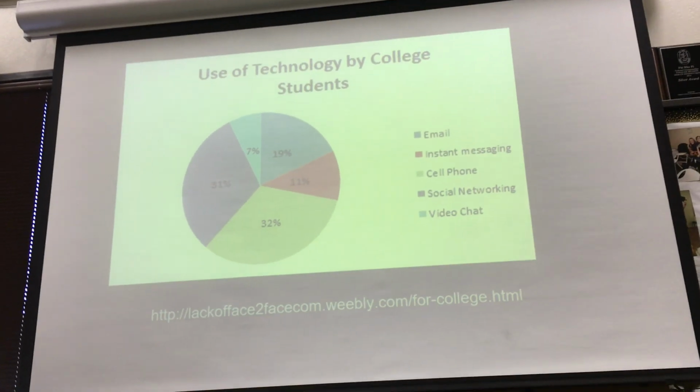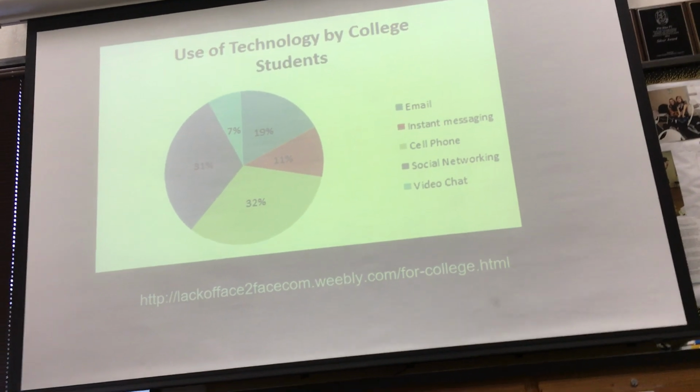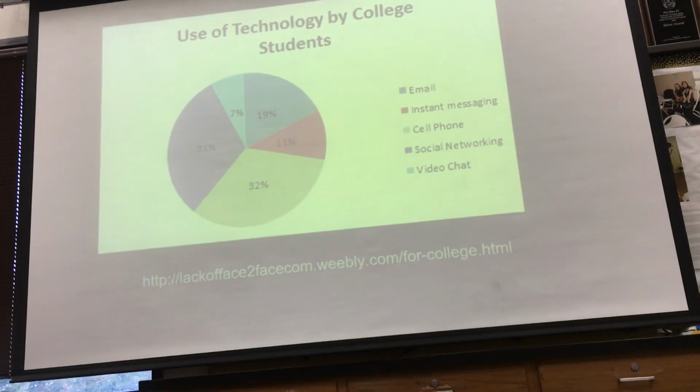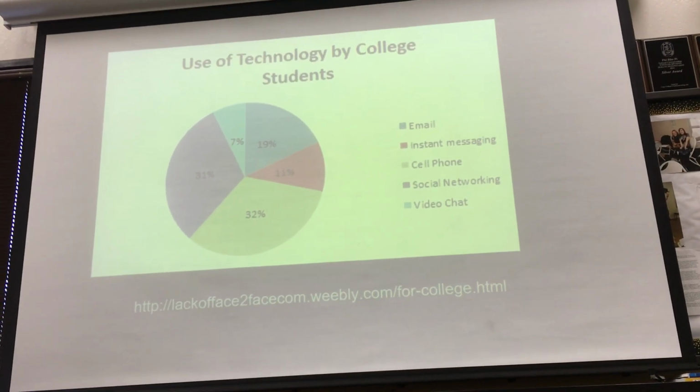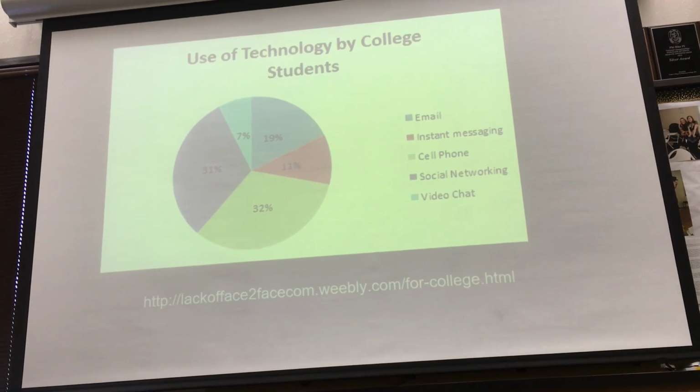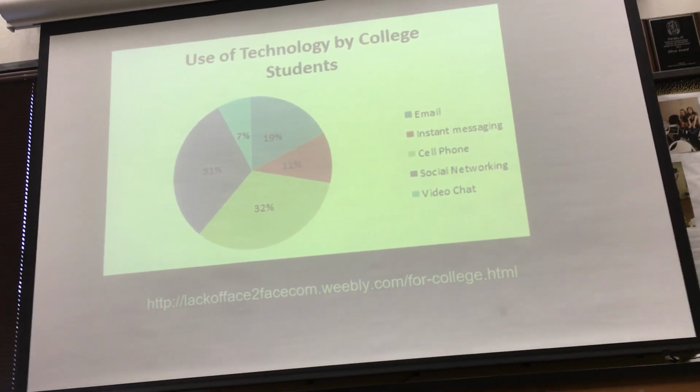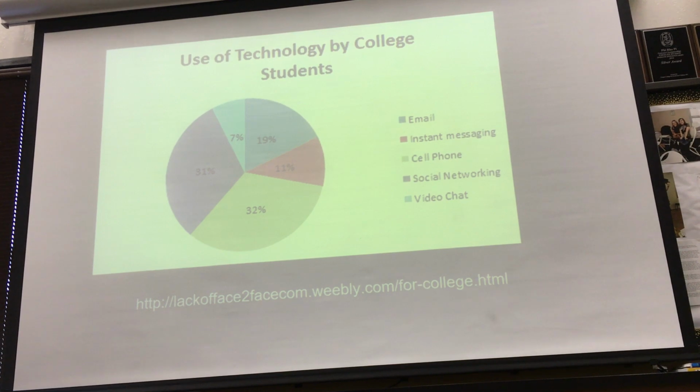As you can see on my visual aid, these are the uses of technology by college students. Now, the big ones that have 31% and 32% are social networking and cell phone. Now, I personally would put these together as one can't be without the other. A cell phone is a cell phone.